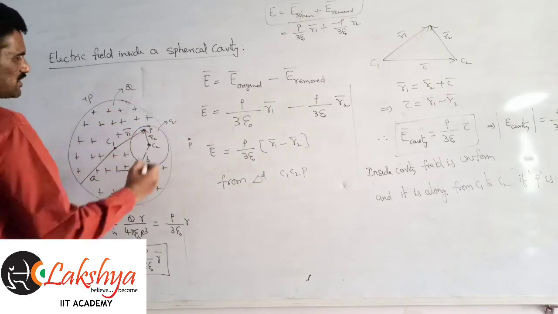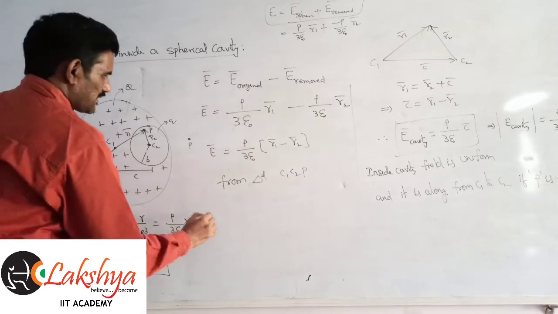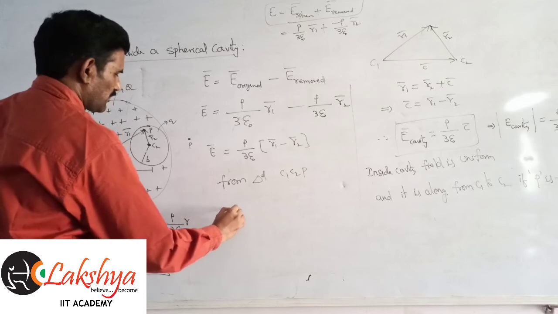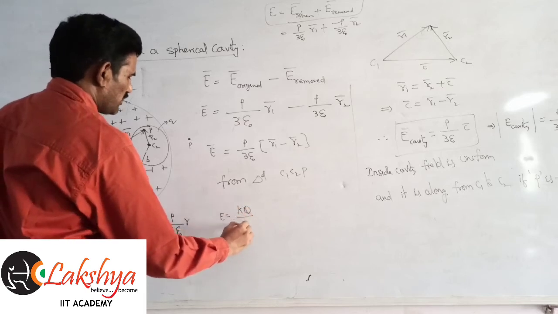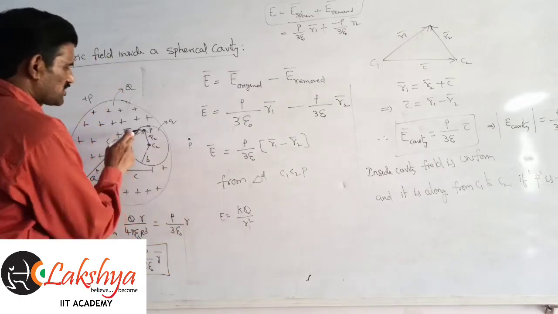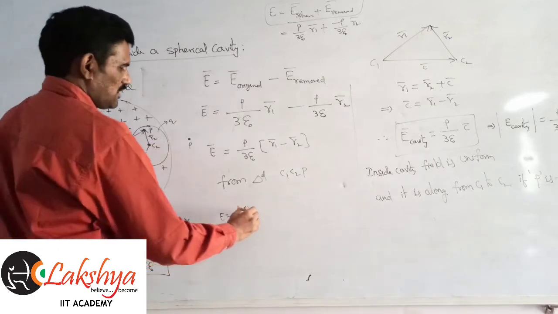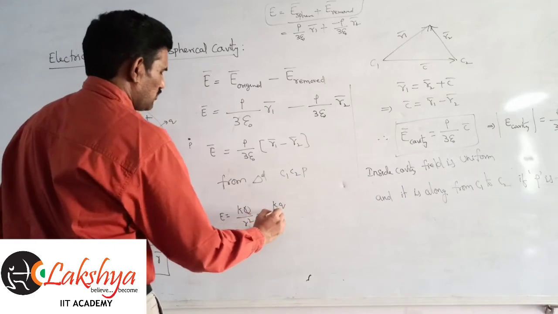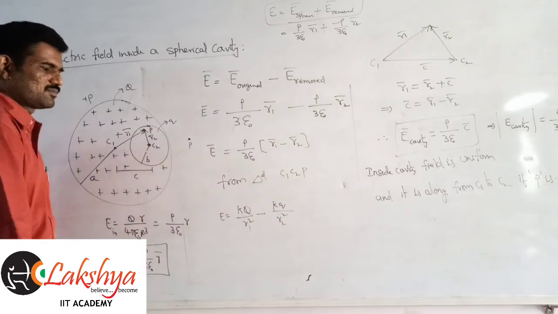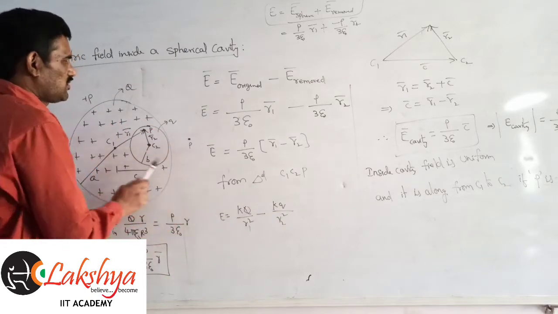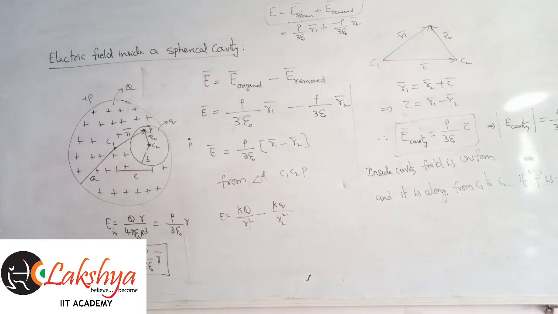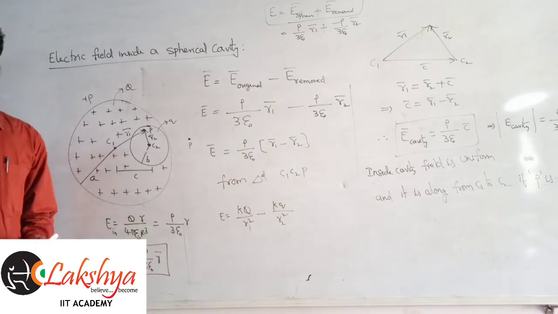Then at this point I can write it as K capital Q by small r square, where small r, or R1 let it be, is the distance from the center of the sphere, minus K into small q by R2 square, where R2 is the distance from C2. Small q and capital Q values you can calculate. If rho is given, you can substitute in terms of rho here. That means even if it is outside or inside the cavity, our procedure will be the same.